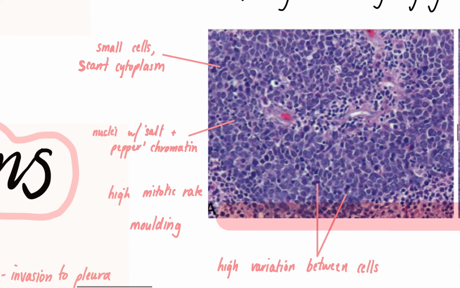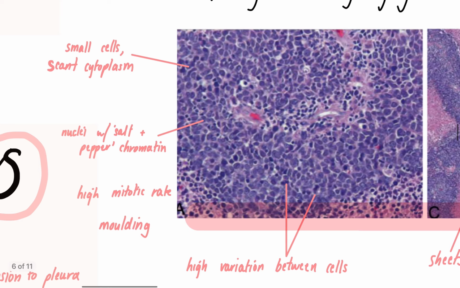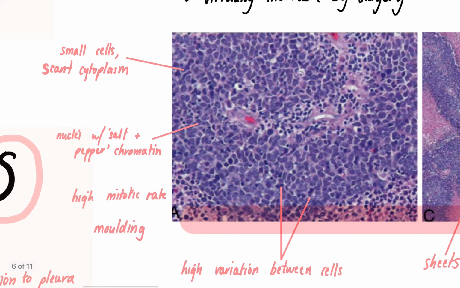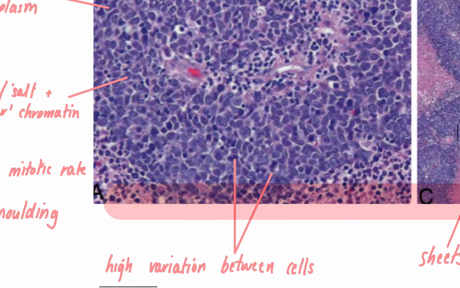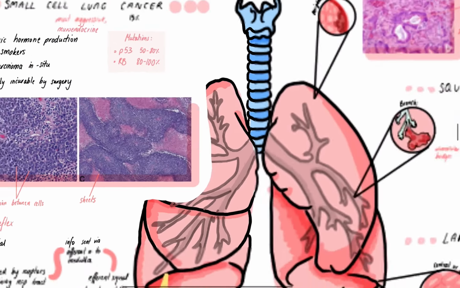But I guess chromatin is indicative of a high mitotic rate. Which is also here. You also get a high mitotic rate and molding. And you get a lot of variation between cells, or pleomorphism. Oh yes, and they can also be arranged in sheets.